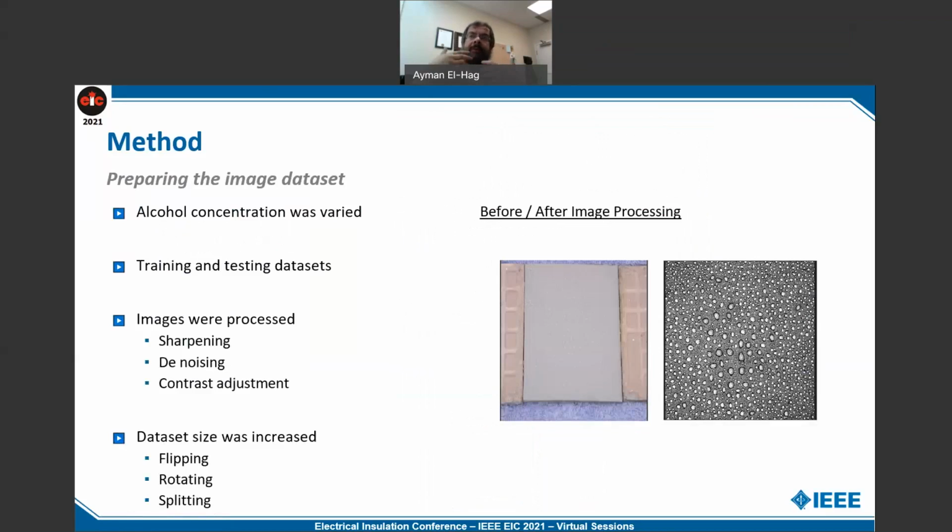And then to have a viable machine learning algorithm, you need to have a lot of images. So we flipped, rotated, and split until we have around 60,000 images, of which 75% were used in training and the rest were used for testing.